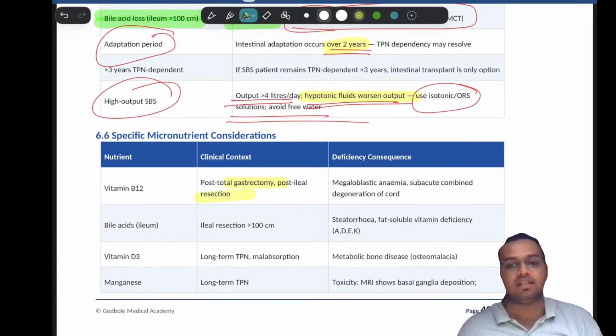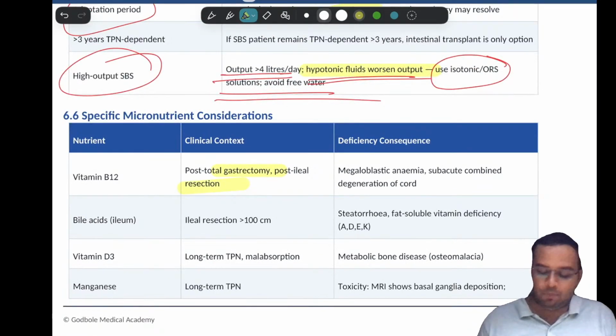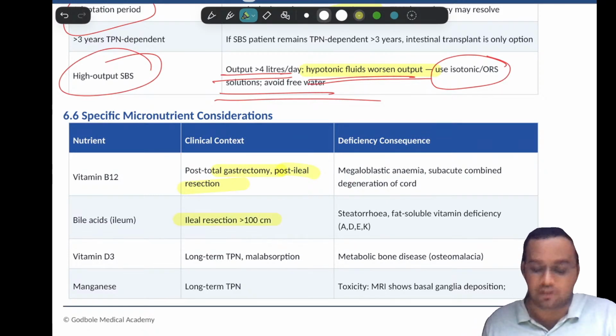So B12, typically post gastrectomy and post ileal resection. This is a very important chart. After operating the patient, you should know which supplements need to be given to the patient. So B12 typically for post gastrectomy and post ileal bypass. Bile acid sequestrants are to be given if the ileal resection is more than 100 centimeters.